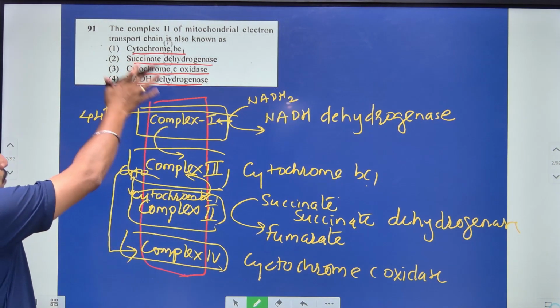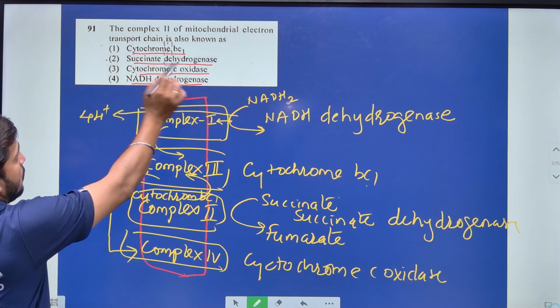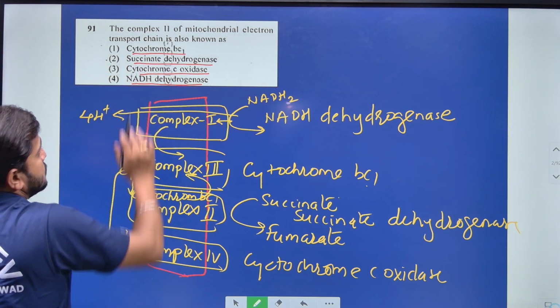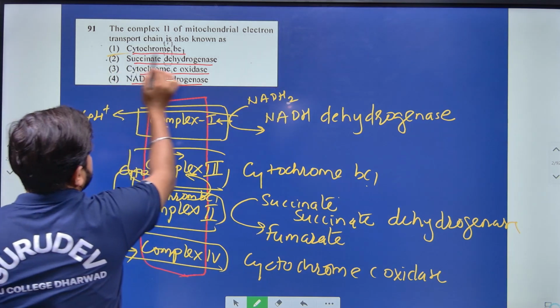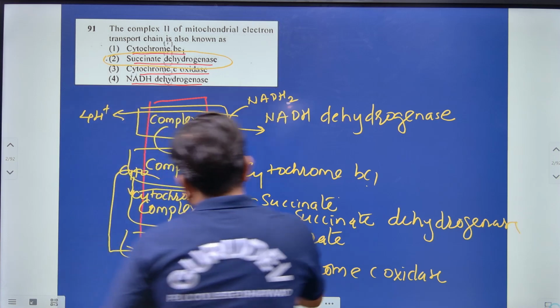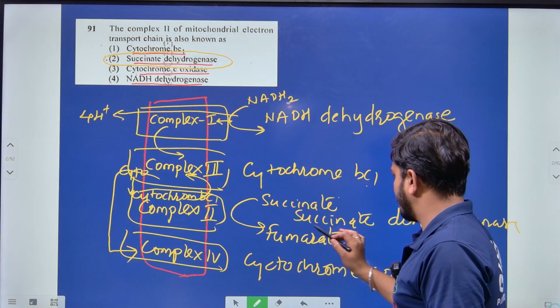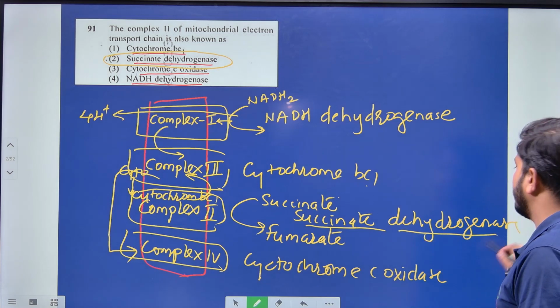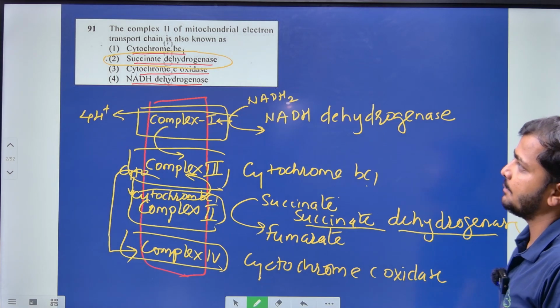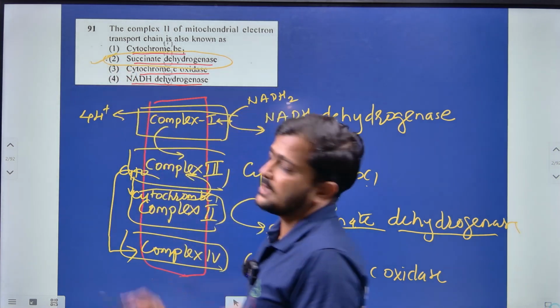So according to the question, the complex 2 of the mitochondrial electron transport chain is also known as succinate dehydrogenase. That is what I have mentioned: complex 2 consists of the succinate dehydrogenase enzyme. Alright. So with respect to this question, option 2 is correct.